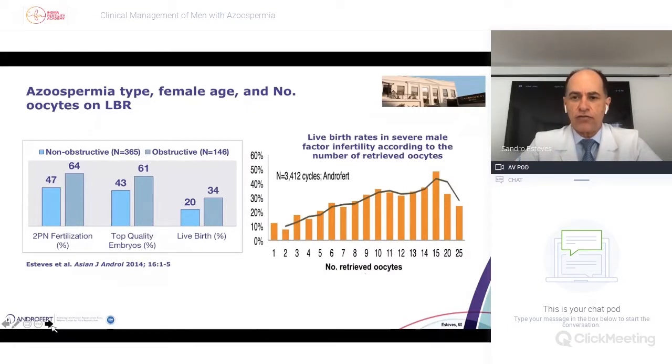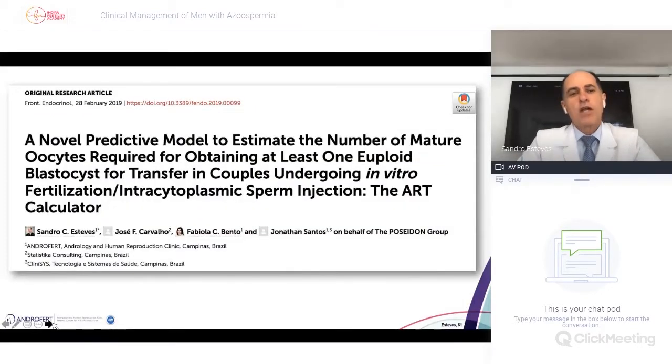However, although the ICSI outcomes among patients with non-obstructive azoospermia are lower compared with obstructive azoospermia, one important thing to consider is that we might be able to increase the chances of achieving a live birth by retrieving more oocytes. Because obviously, in a condition like that, in which the fertilization rates are lower, the blastulation rates are lower, we need to have more oocytes to increase the chance of having a viable embryo for transfer in patients with non-obstructive azoospermia.